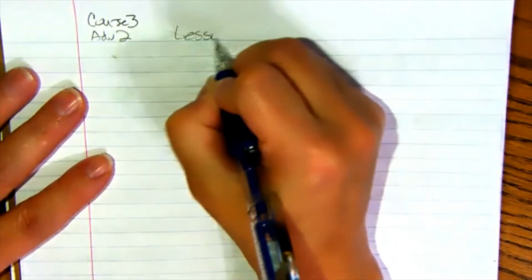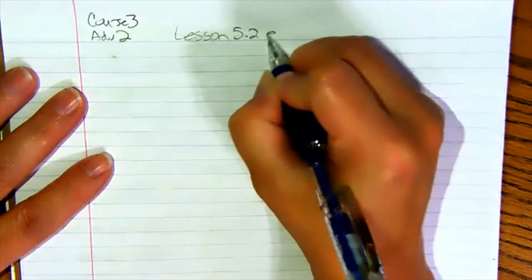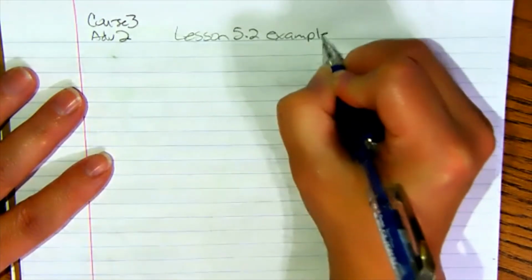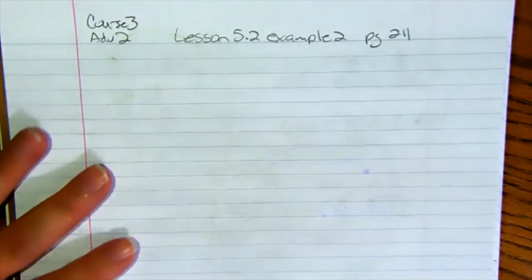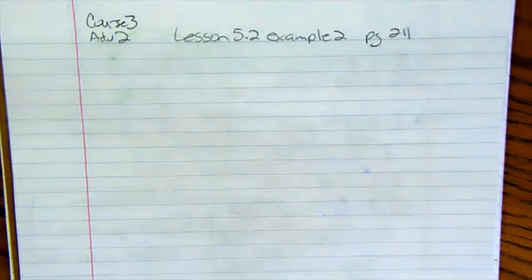Okay, if you are in 7 Excel, we are working from the Advanced 2 textbook. If you are in Math 8, we are working from the Course 3 textbook. We are doing Lesson 5.2, Example 2, and it can be found on page 211. Okay, so this is what we did yesterday, only there's going to be one additional step.